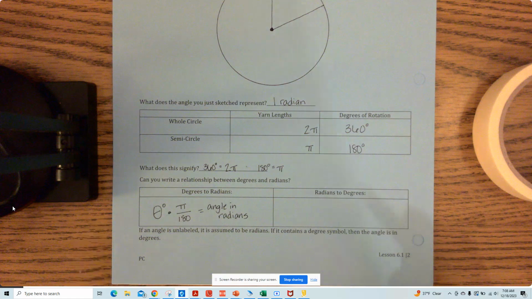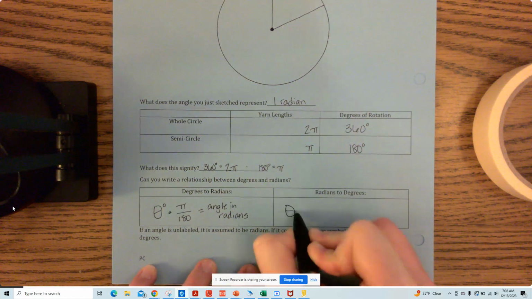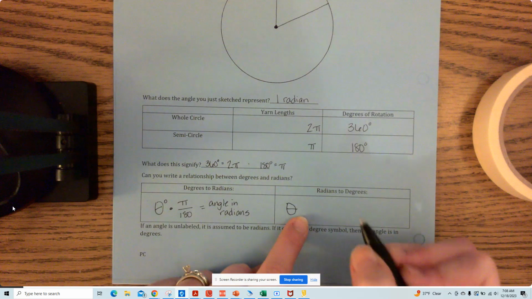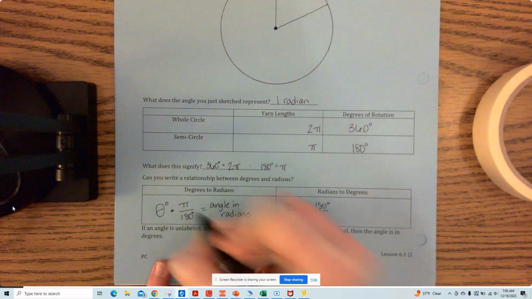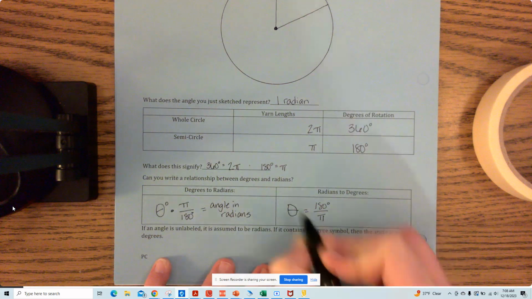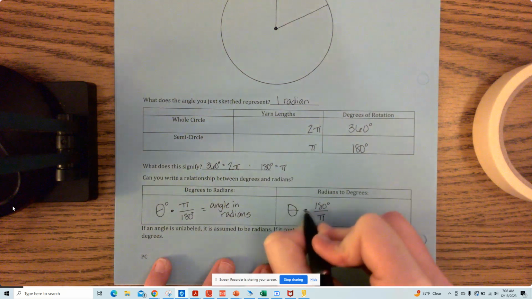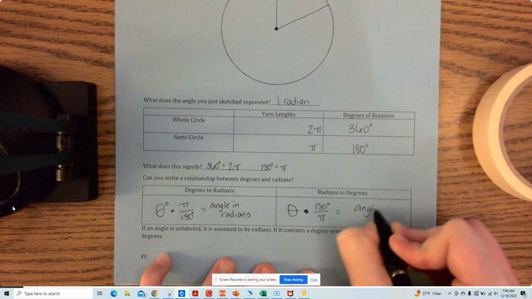Radians to degrees. If our angle measures in radians, notice I have a degree sign here and I don't here, we would do 180 degrees. I should have put the degrees there to signify that. And divide it by pi. Oh, not equals, it should be multiply. Multiply by that, and that's going to equal the angle measure in degrees.